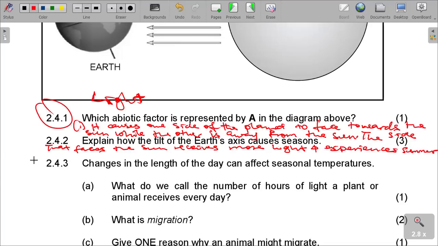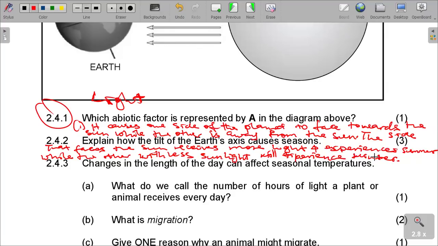Well, the other side, with less sunlight, will experience what? Will experience winter. That is the understanding that you should have here, guys.